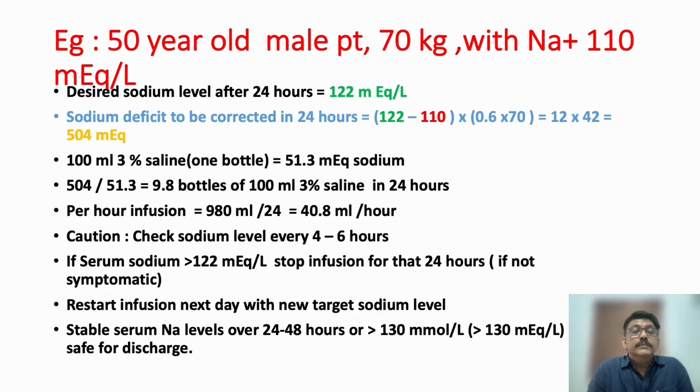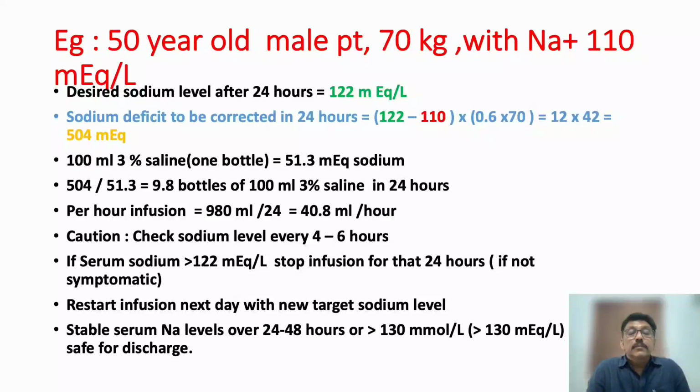One bottle of 3% saline, 100 ml, contains 51.3 milliequivalents of sodium. So 504 by 51 will give the actual number of bottles that I require, around 10 bottles of 100 ml 3% saline in 24 hours. So the per-hour infusion will be around 980 ml per 24 hours, each hour around 40.8 ml should be given per hour.